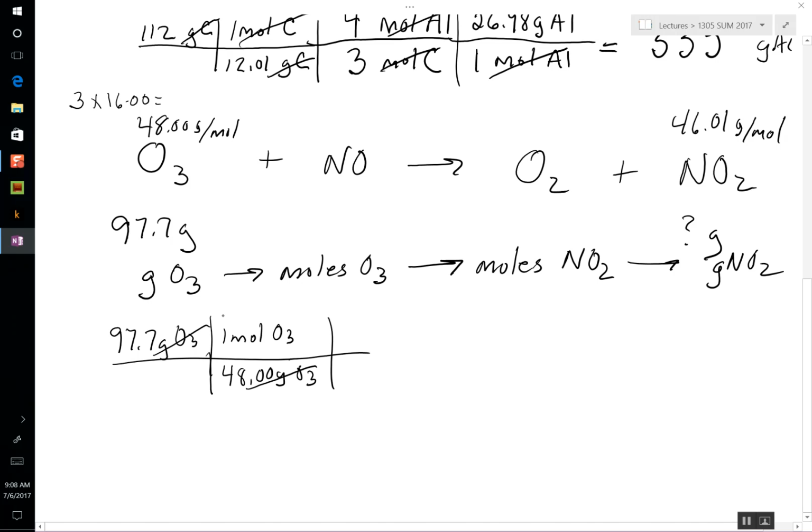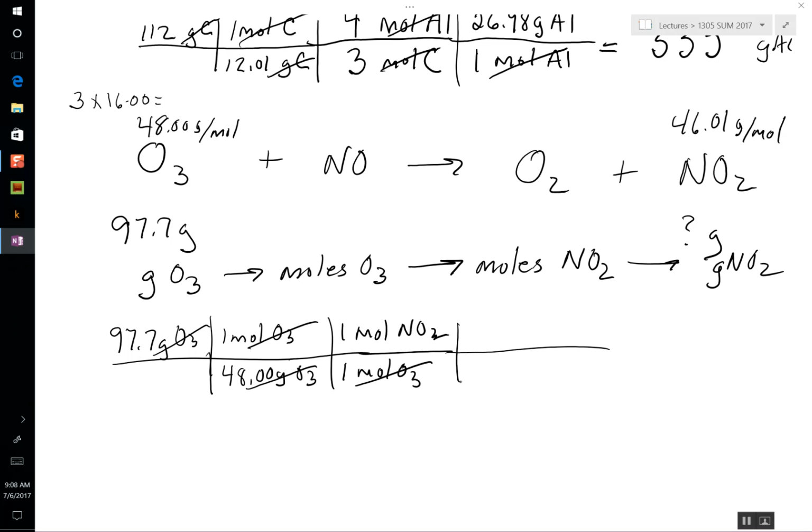Even though there's a 1-to-1 relationship here, I still throw it into this equation just so that I will never forget to do this. So I have 1 mole of ozone down here. You get 1 mole of NO2 for every 1 mole of ozone. So just make that a habit. Don't just skip over that. You say, oh, it's 1-to-1, it doesn't matter. Well, it matters from the unit point of view, and it also matters so that you never skip that. If you get in the habit of skipping that, you will skip it at the wrong time.